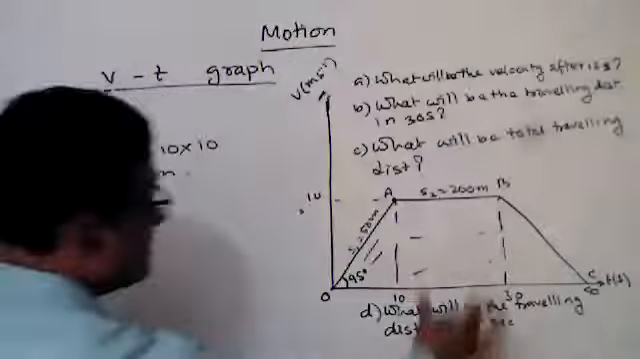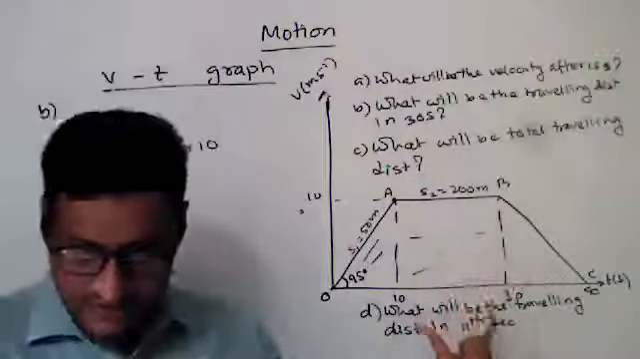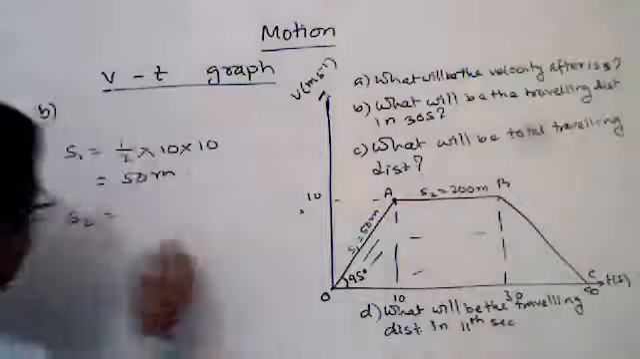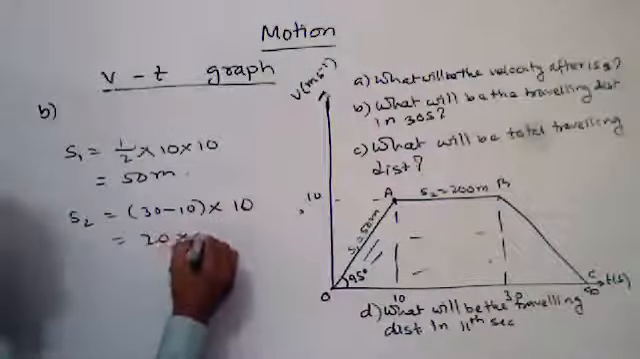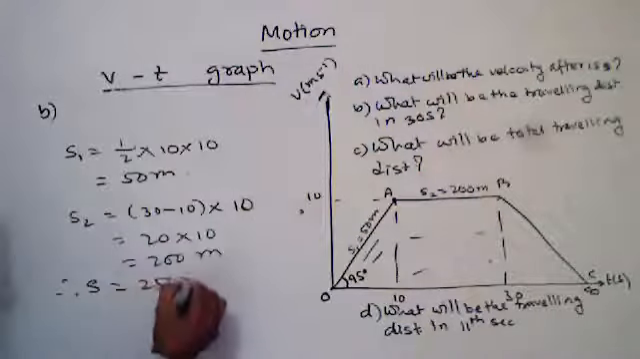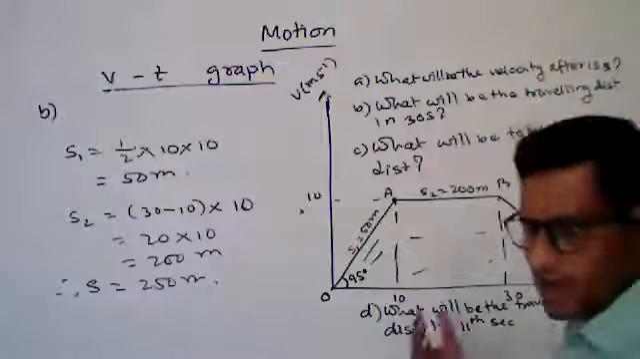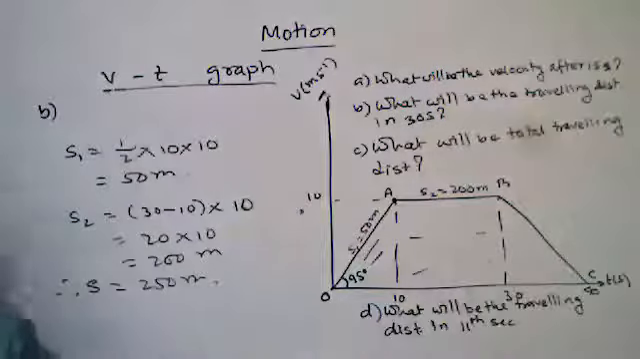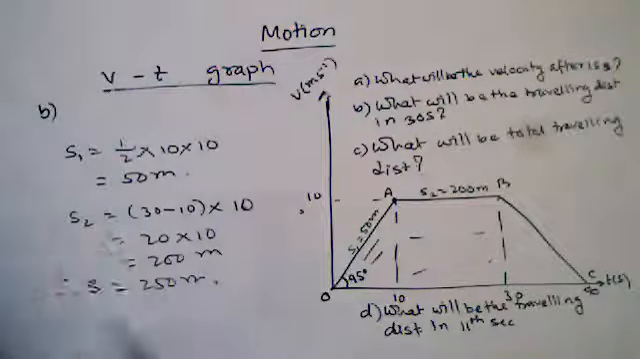For this portion, we can determine S2 equals the area of the rectangle, length into breadth. Here length is 30 minus 10 and breadth also 10. So it equals 20 into 10, so it is also 200 meters. So total traveling distance equals 250 meters. You can determine it in any way, in a geometrical way or by using equations. Okay, understand? The area in a velocity-time graph, the area of the traveling part, denotes the distance.